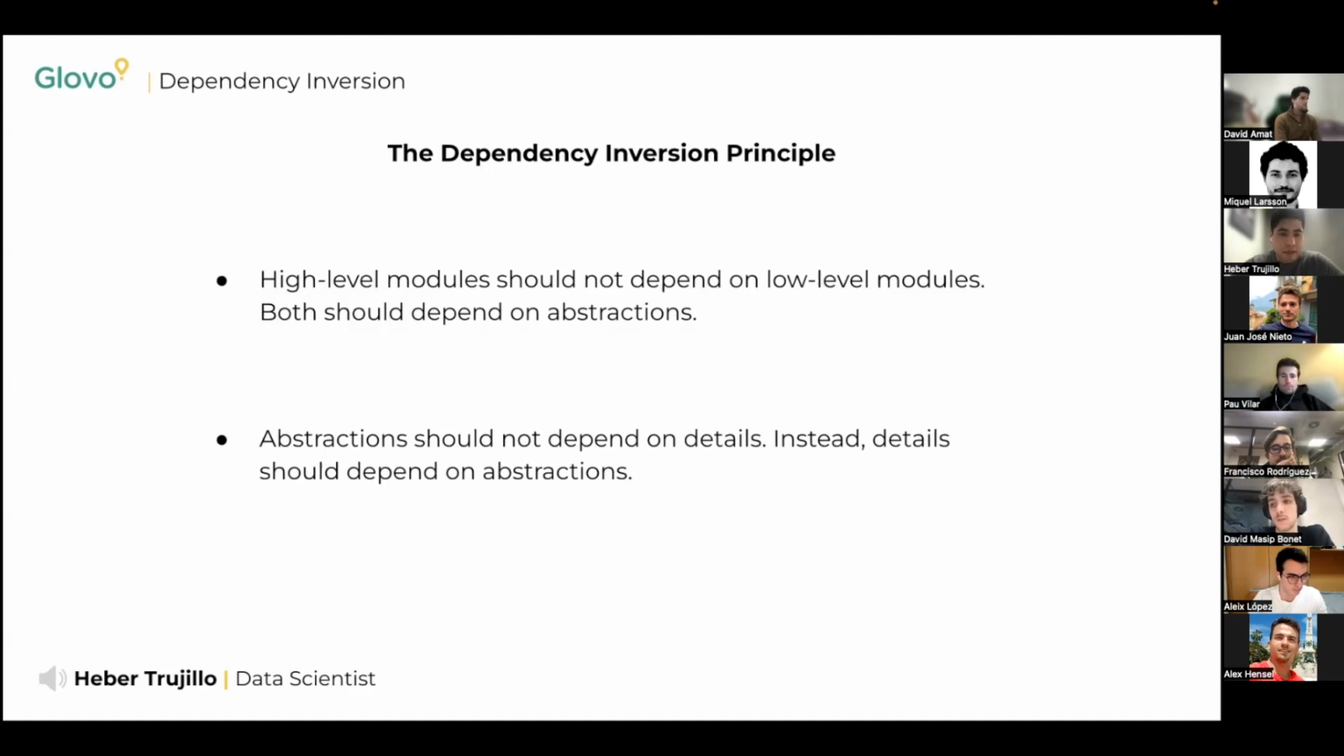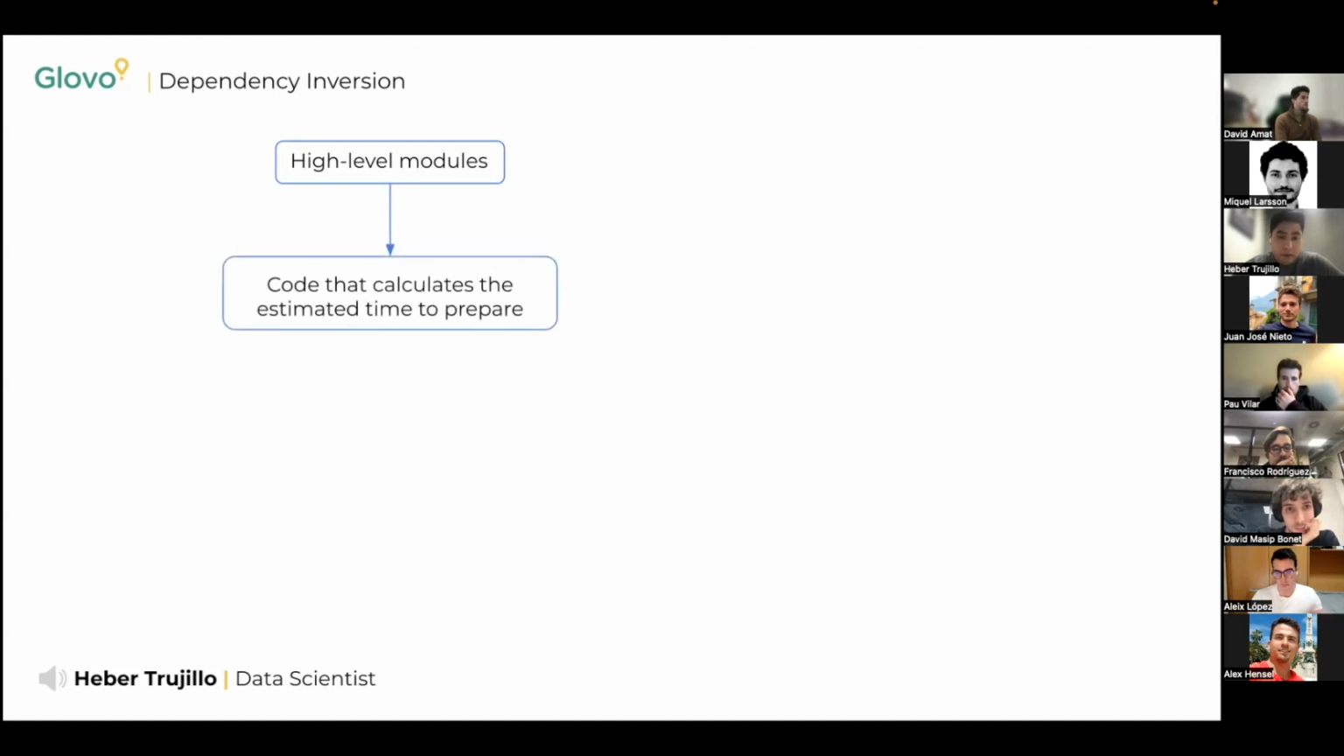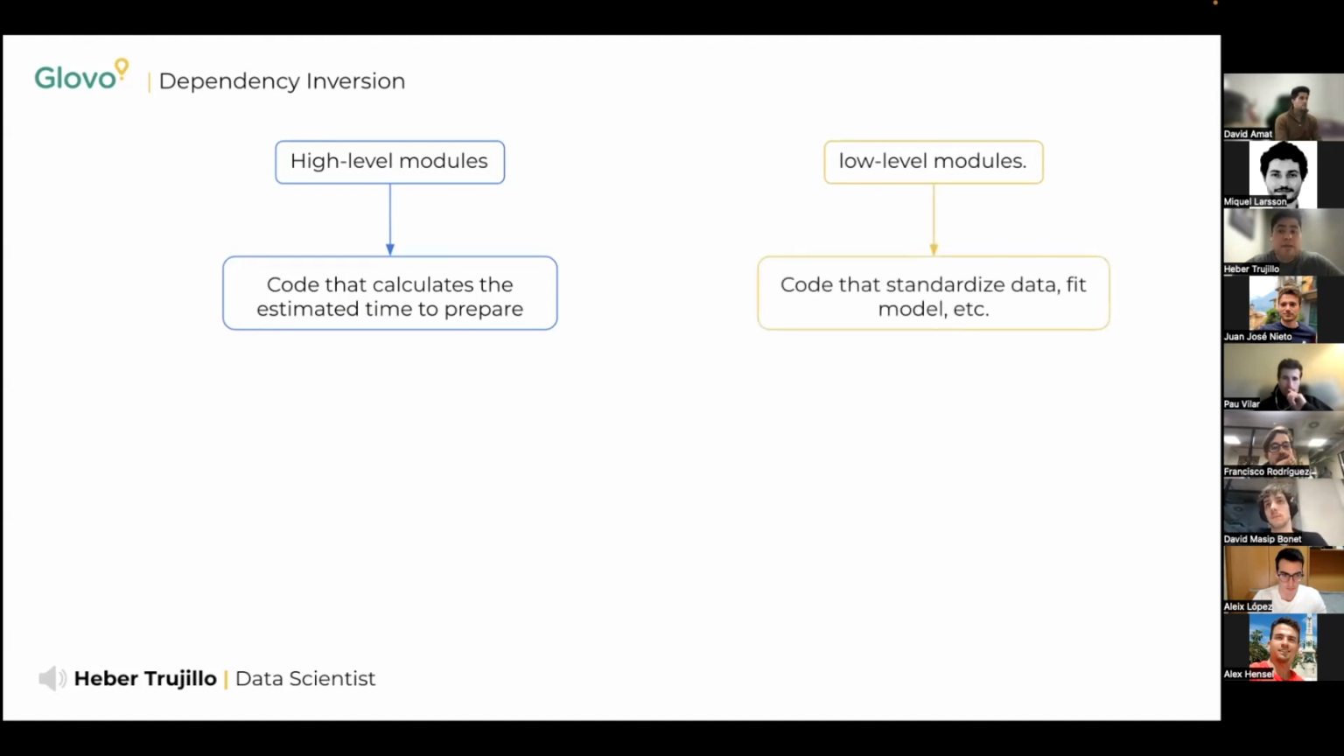But I know that sounds really abstract, and that's why I'm going to explain each one of those statements with an example. Let's start with the first, right? High-level modules are code that, generally speaking, our stakeholders care about. For instance, here we could have code that calculates, for our particular case, the estimated time to prepare of a given order, right? And on the other hand, low-level modules are things that our stakeholders, generally speaking, do not care about, such as code that standardizes data, fits a model, etc. Our stakeholders really don't care if we are using a data frame to abstract the idea of a spreadsheet. They just care about whether or not we predict the target variable, in this example, the estimated time to prepare, well, right?